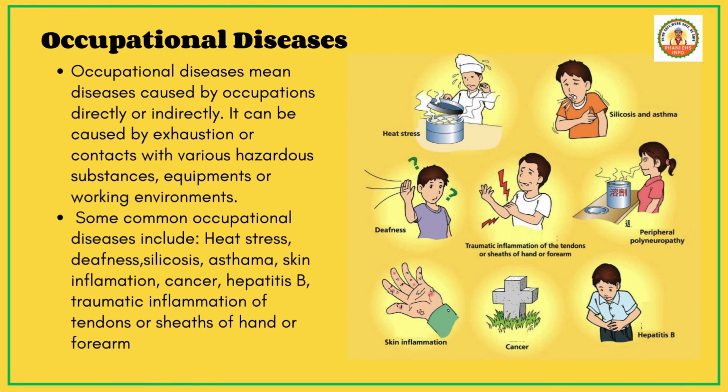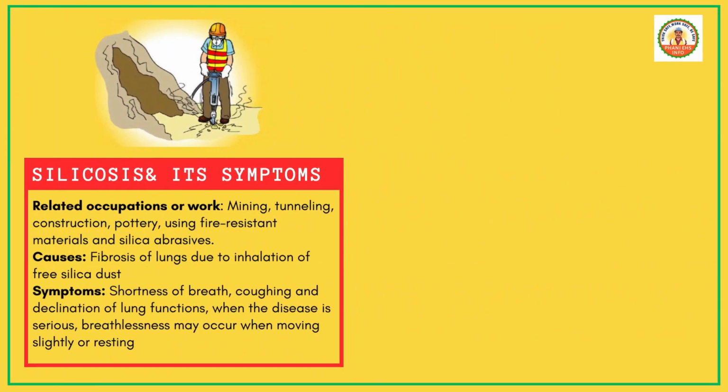Some common occupational diseases include heat stress, deafness, silicosis, asthma, skin inflammation, cancer, hepatitis B, and traumatic inflammation of tendons or sheaths of the hand or forearm. Let's brief about these diseases.